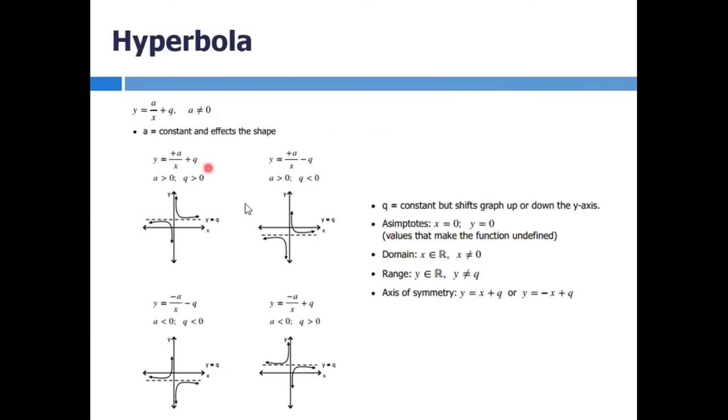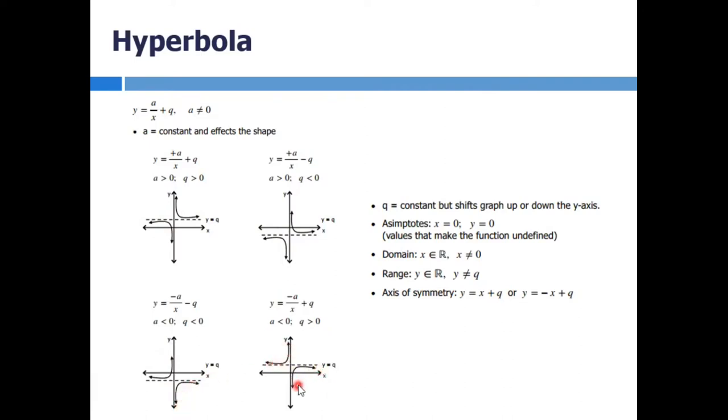The next one is a hyperbola. Now, a hyperbola has two different types of shapes. The first thing is it's two curves. It looks like two graphs, but it's only one. The first shape has a curve in the top right-hand side and a curve in the bottom left-hand side. The other shape is in the top left and bottom right.